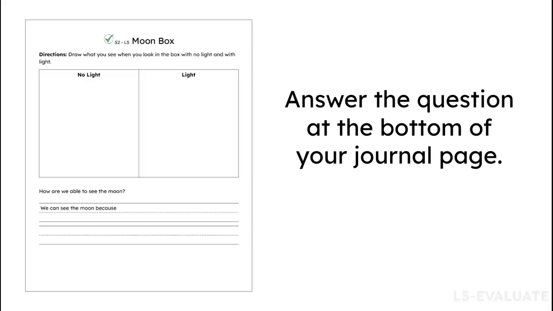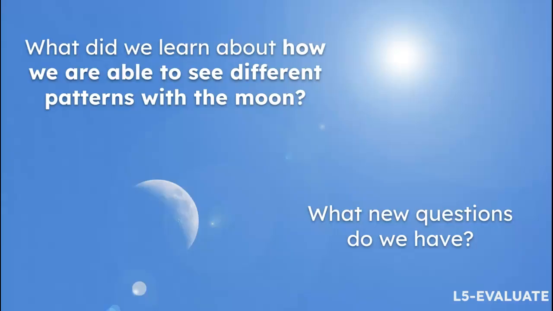For the Evaluate portion, you'll have students answer the questions at the bottom of the Moonbox student journal page. To support student sense-making across the unit, you'll orient them back to the driving question board. You'll ask, what did we learn about how we are able to see different patterns with the moon? And what new questions do we have?